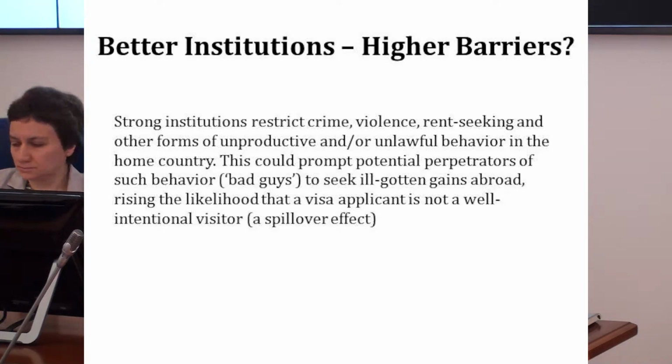And how come? Well, strong institutions restrict crime, violence, rent-seeking, and other forms of questionable, unlawful behavior in the home country. So if such institutions get stronger and better enforced in the home country, and if there is a certain number of so-called bad guys in the home country, they will have less opportunities to seek illicit gains where they live, and they will be more likely to look abroad for that. So there's a spillover effect of institutional strengthening.